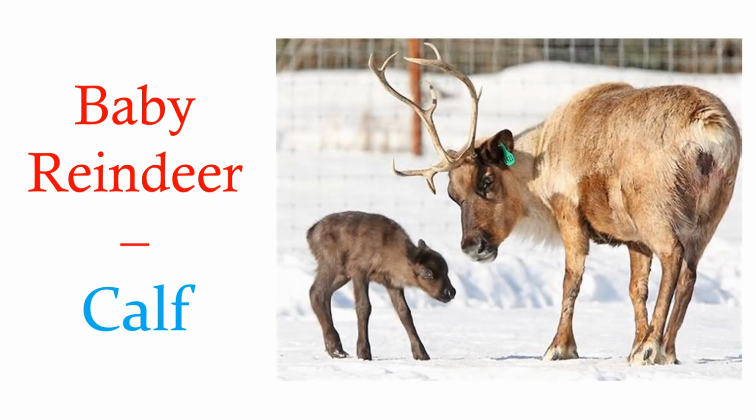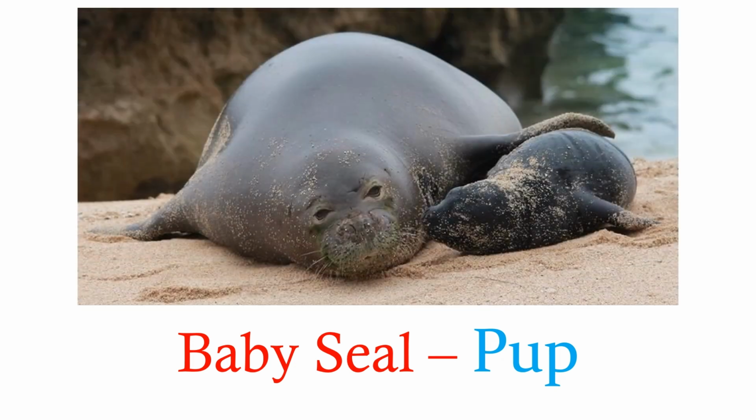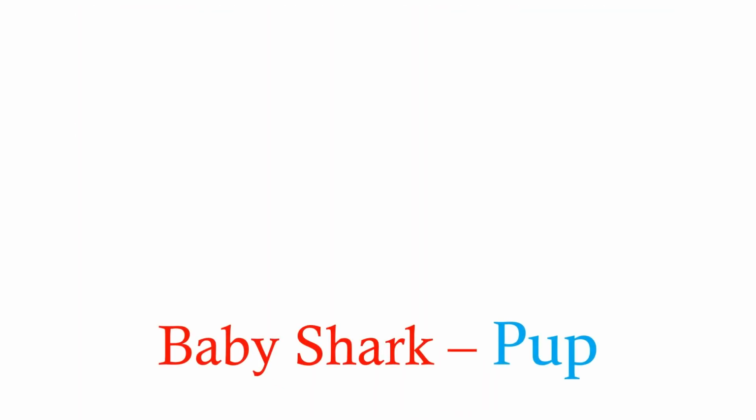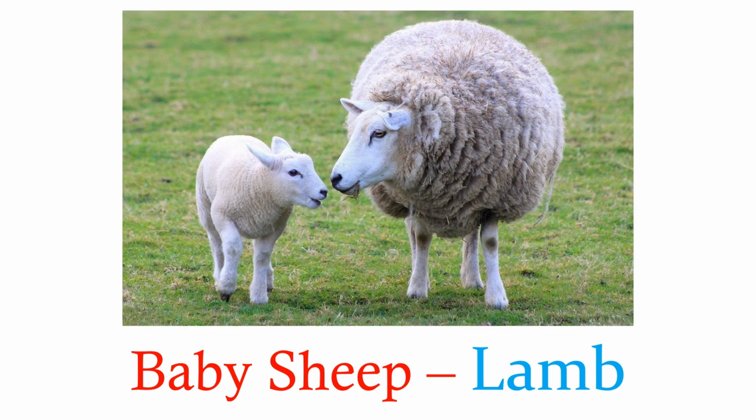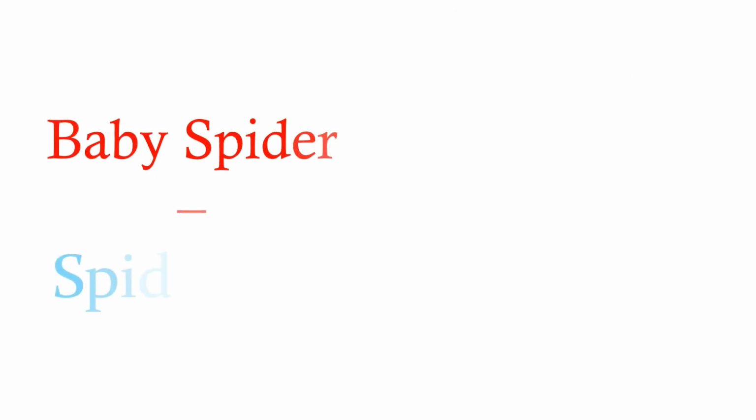Baby reindeer is calf. Baby seal is pup. Baby shark is pup. Baby sheep is lamb. Baby spider is spiderling.